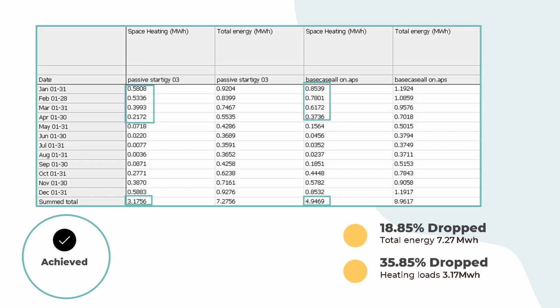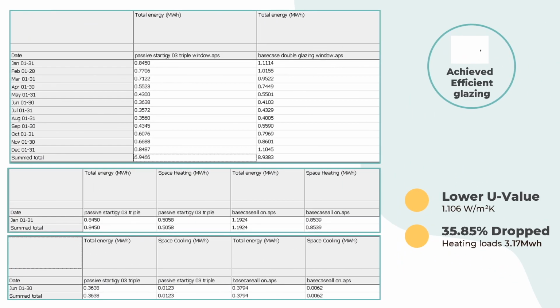And the result shows that the total energy consumption decreased by approximately 18.85% from its initial value, and the final value is 7.27 megawatt per hour. And the space heating loads also reduced by 3.17 per year, and it's around 35.85% saving. While in terms of efficient glazing, this table illustrates a triple window glazing configuration has been implemented as part of the overall design, which reduced the U value to 1.106, and the reduction in heating and cooling load is noticed. This finding underscores the efficiency of the passive strategy.